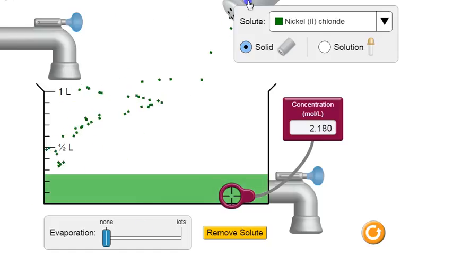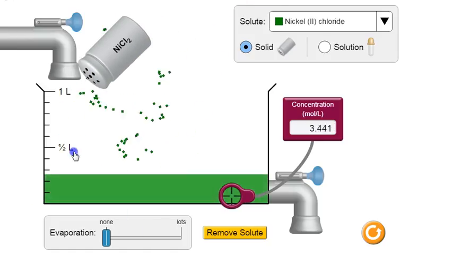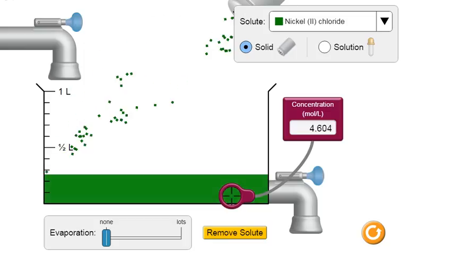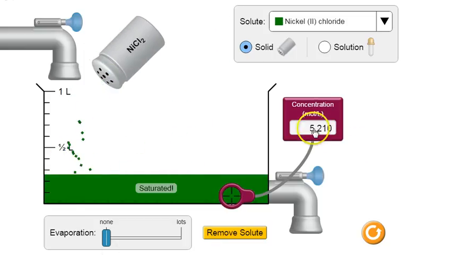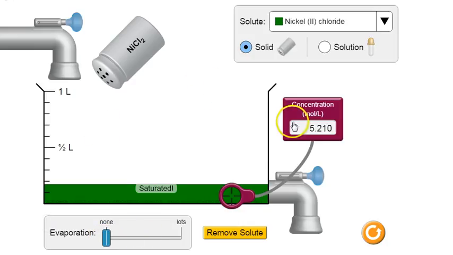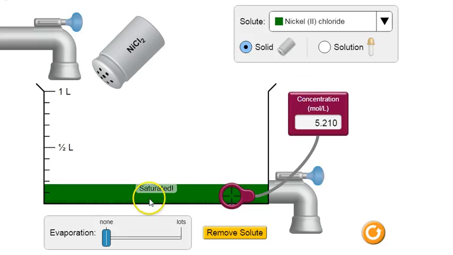For example, here again, I'll make a condition where dropping the volume does nothing to the molarity. So here I go, I'm dropping the volume. You see that? The molarity did not change, okay? I dropped the volume, keeping the moles of solute constant, and still the molarity did not change.